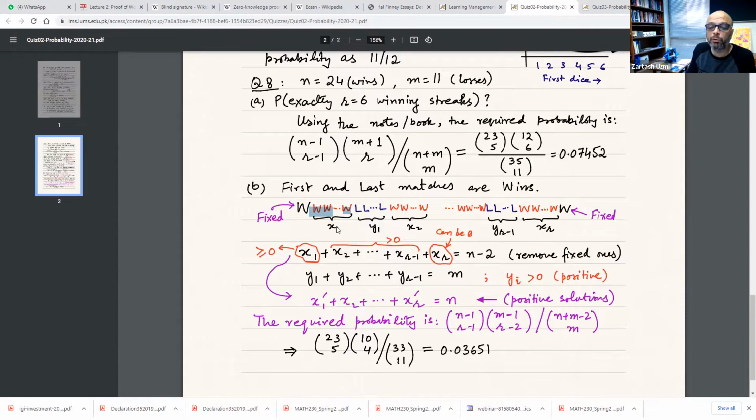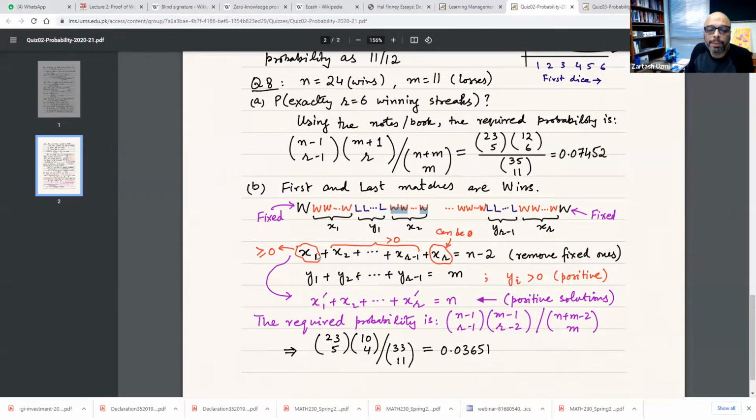It can be equal to 0, but x2 here cannot be 0. It has to be greater than 0, it should be positive. Does that make sense? Okay. After doing this, we have taken out these two wins, so n-2 remain, and n is the total number of matches they played.